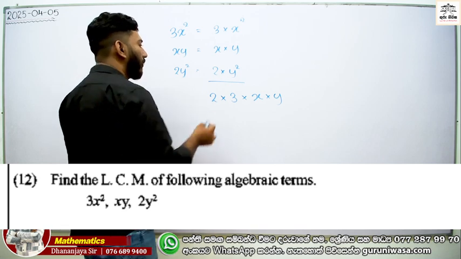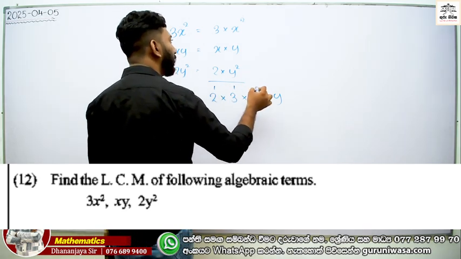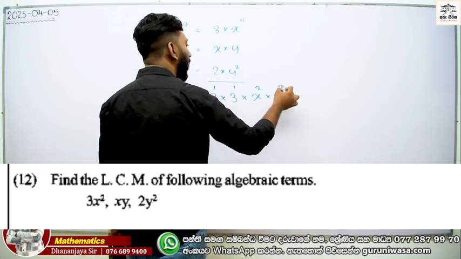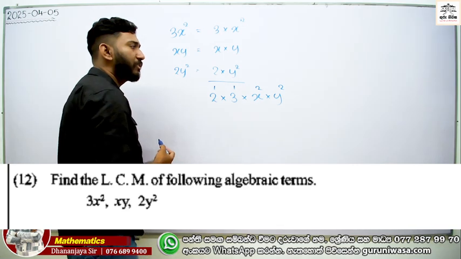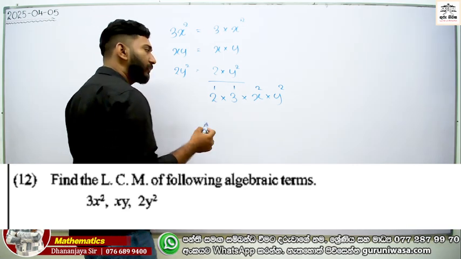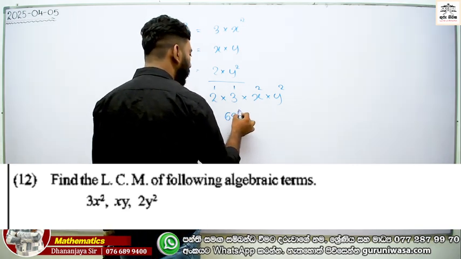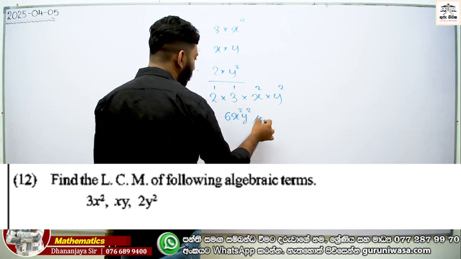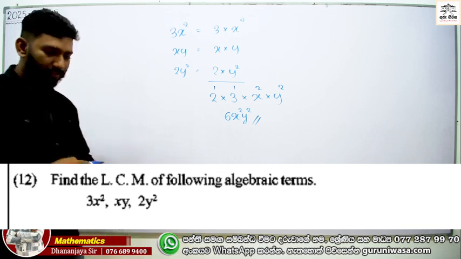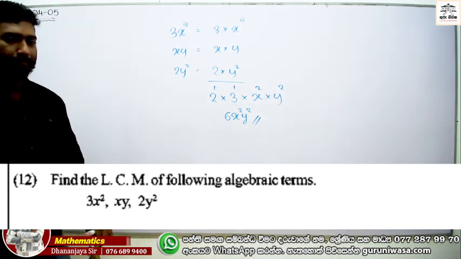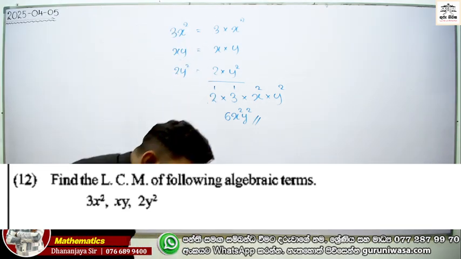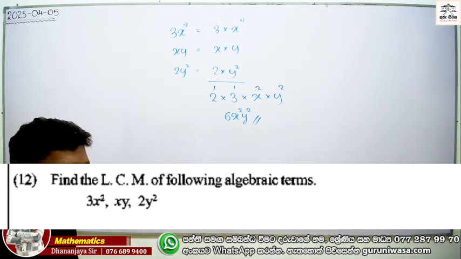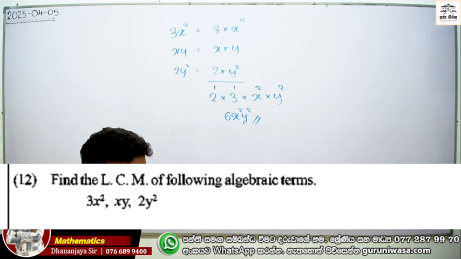Therefore, 2 to the power of 1, 3 to the power of 1, and x to the power of 2 is the greatest, and the highest index is of 2. Now, 2 times 3 becomes 6, x squared, and y squared, and this is the LCM. We discussed this in the last lesson. Very good, Benori, excellent.